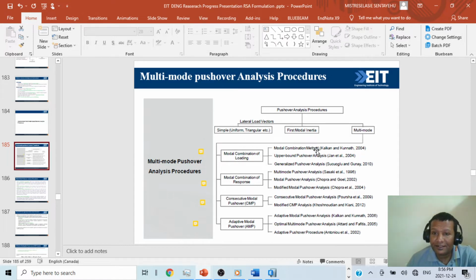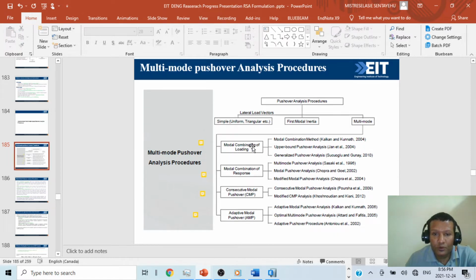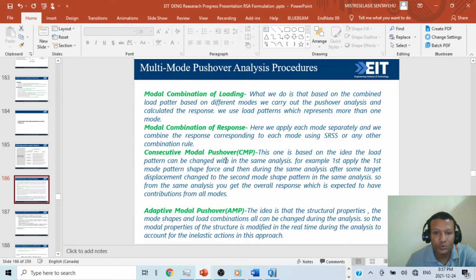But for multi-mode analysis, how many do we have? Modal combination of loads, modal combination of responses, consecutive modal pushover, and adaptive modal pushover. These are all the researchers and whatever they do, and we will concentrate on modal pushover, multi-mode pushover analysis, which Chopra and Goel proposed in 2002. We will concentrate on modal combination, and we have two types.